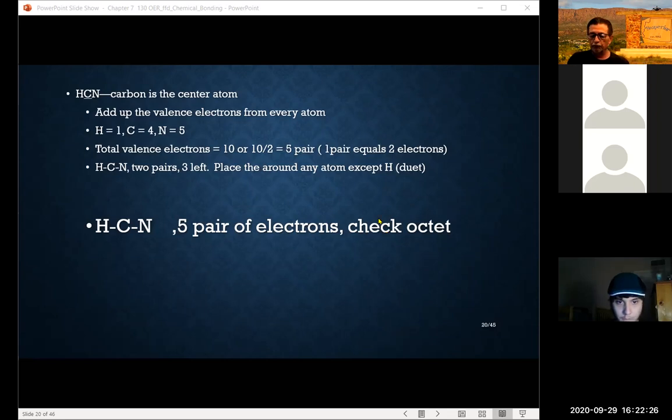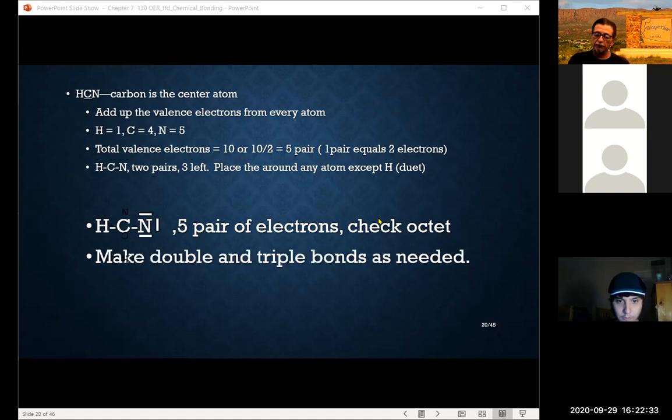Just put them wherever you want to put them, with the exception you can't put any more on hydrogen because hydrogen is happy. Okay, so I arbitrarily put them on the nitrogen. And so that line again denotes a pair of electrons. It's just more simple to write a line rather than 2 dots. If you use 2 dots, it's perfectly fine, not a problem. So we still have 5 pair, and so we haven't lost a pair along the way.